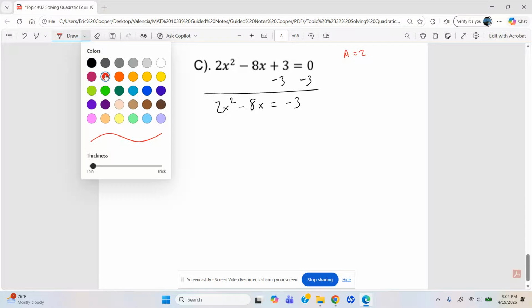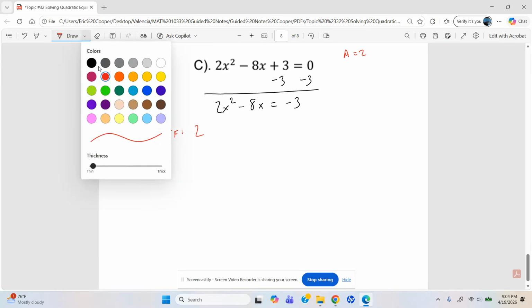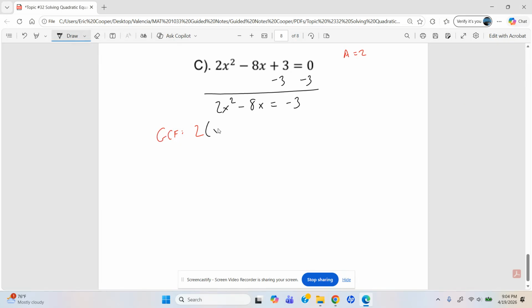Now that I've done that, I have to get this front term to equal 1. So I'm going to factor out the a term. I'm going to take a GCF, and I'm going to factor out a 2. And when I do that, that's going to leave me with x squared minus 4x. And I'm not going to touch this side over here. We'll show you what we're going to do with this side later on. But for now, all I did was factor out a 2 from the left side.